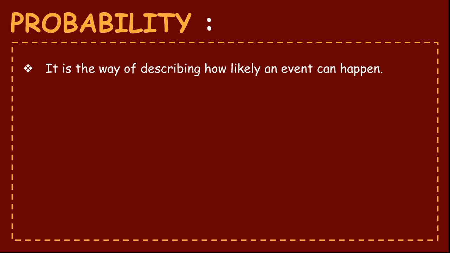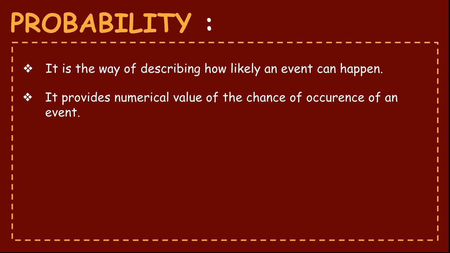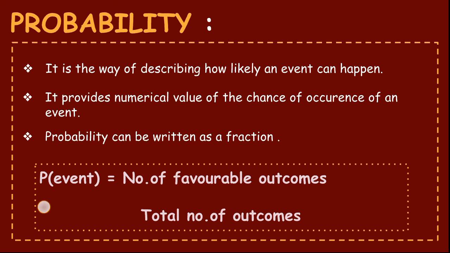It is the way of describing how likely an event can happen. It provides a numerical value of the chance of occurrence of an event, as we have seen just now. 0 represents an impossible event and 1 represents a sure event. 0 and 1 are nothing but the numerical values associated with those events. And probability can be written as a fraction. How can it be written? Probability of an event is equal to the number of favorable outcomes by the total number of outcomes.